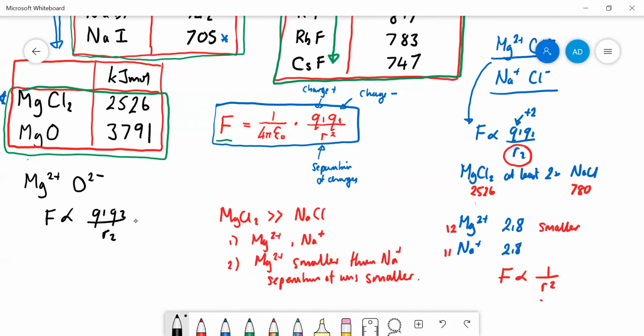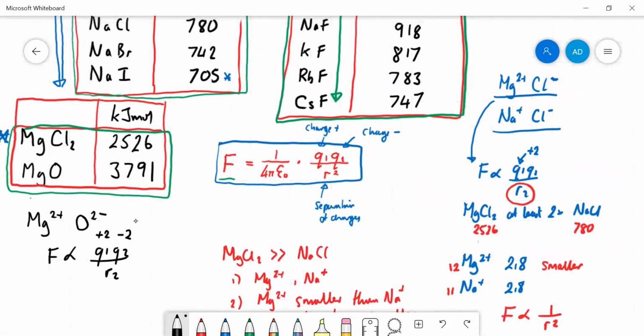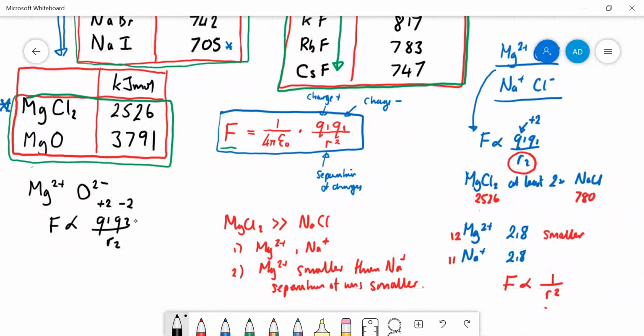In the case of magnesium oxide, we've got +2 times -2. So Q1 Q2 is going to be 4 times bigger than it would be in sodium chloride, isn't it? So that makes a big difference. And also, compared to sodium chloride, the magnesium ion is small, and the oxide ion is also small. So that means r is going to be small in magnesium oxide, and that's what gives this really very high lattice enthalpy for magnesium oxide, 3,791.